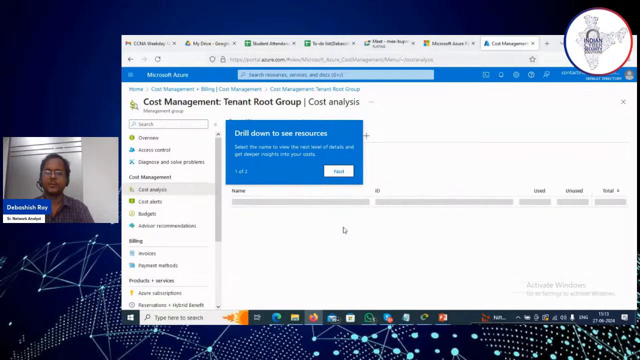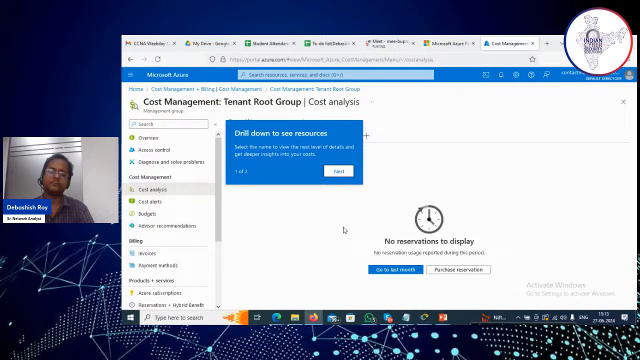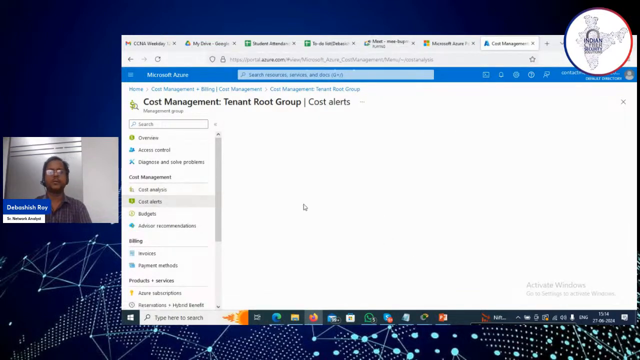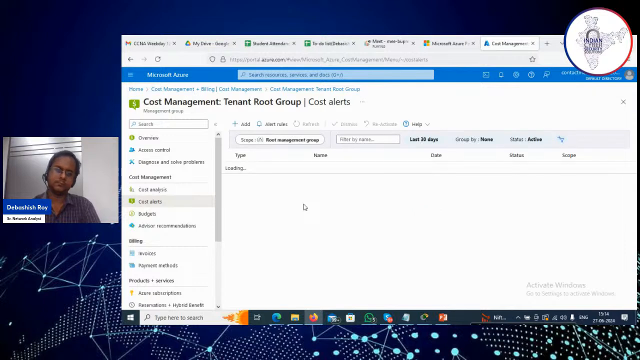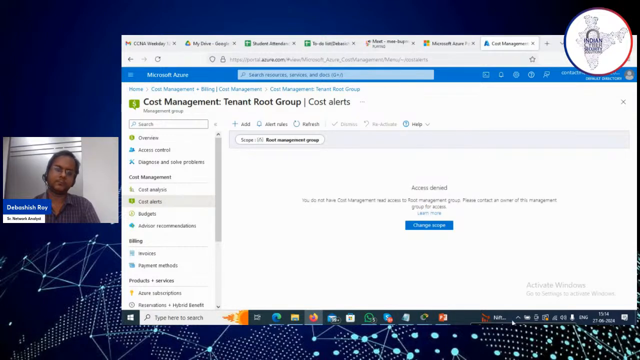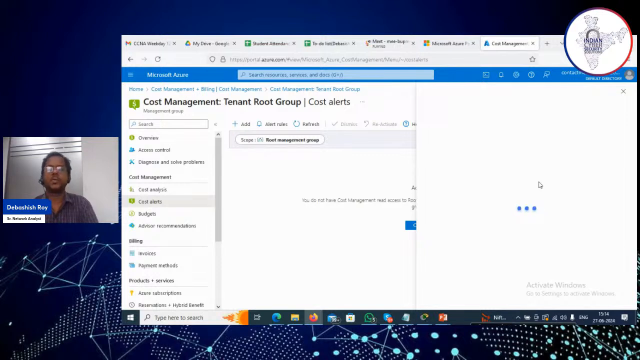You can click on the reservation, and now I do not have any reservation here. I'm no longer using any reserved instance. But if you are, then you can do that. You can even click on the cost alerts, and you can add an alert, say a warning that will display if you are crossing some limit. You can also check your subscription limit there.